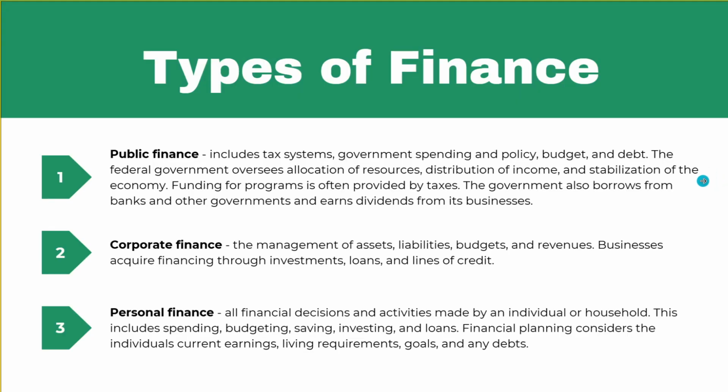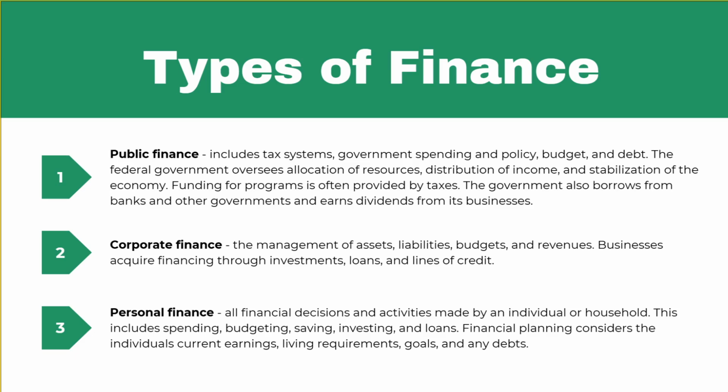So, some types of finance include public finance, which includes tax systems, government spending and policy, budget and debt. The federal government oversees allocation of resources, distribution of income, and stabilization of the economy. Funding for programs is often provided by states. The government also borrows from banks and other governments and earns dividends from its businesses.